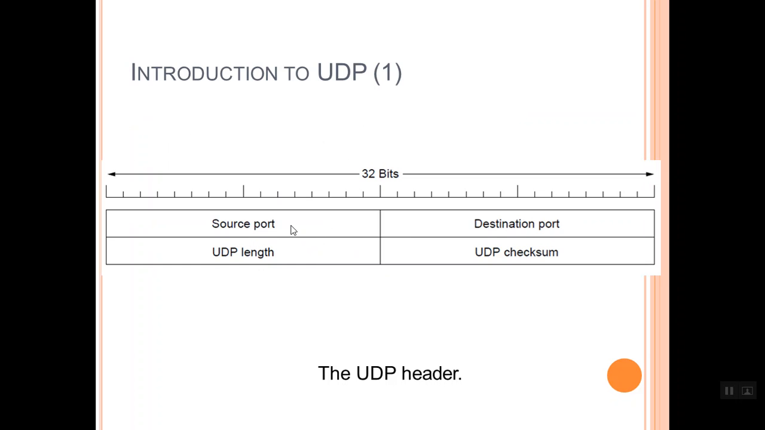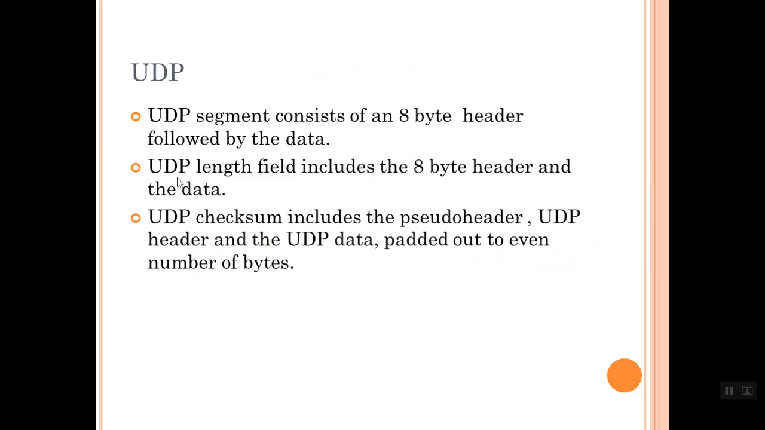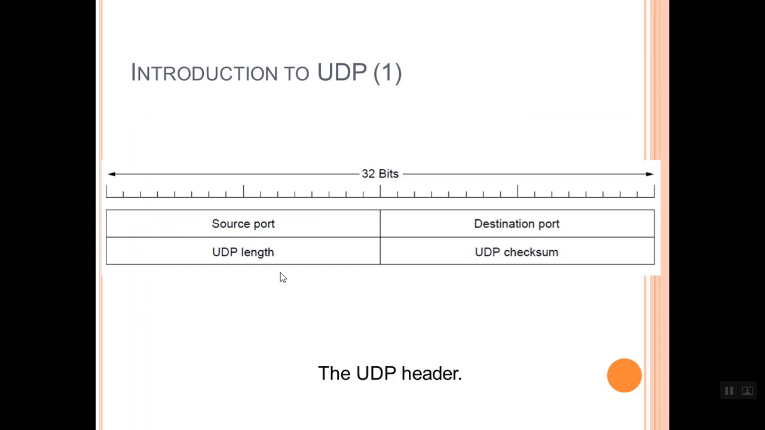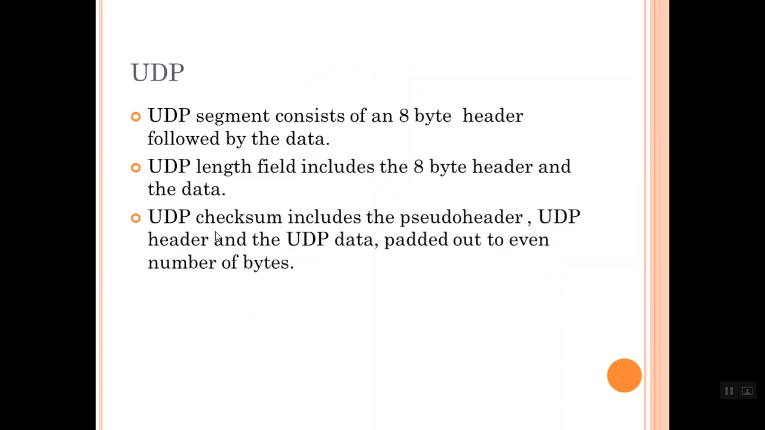This is the header of a UDP: source port and destination port. We have seen what a source port and destination port are in TCP. Then UDP length and UDP checksum. So what is UDP length? The UDP length field includes the 8-byte header and the data, so it specifies the length of the UDP header plus the length of the data.